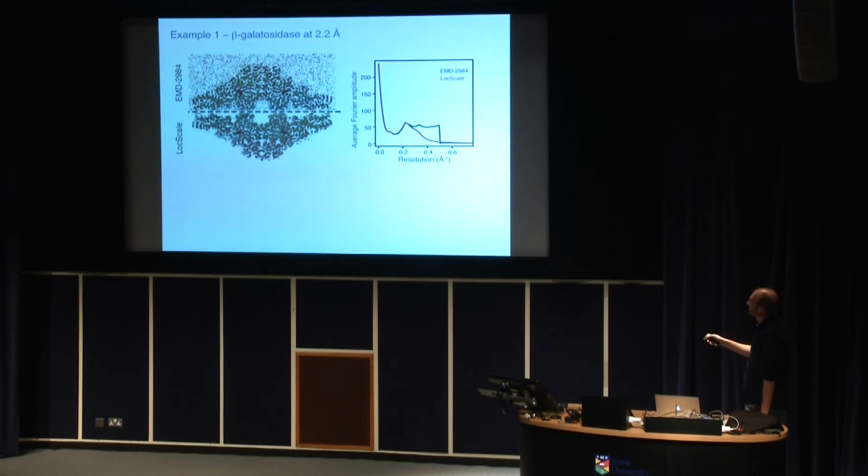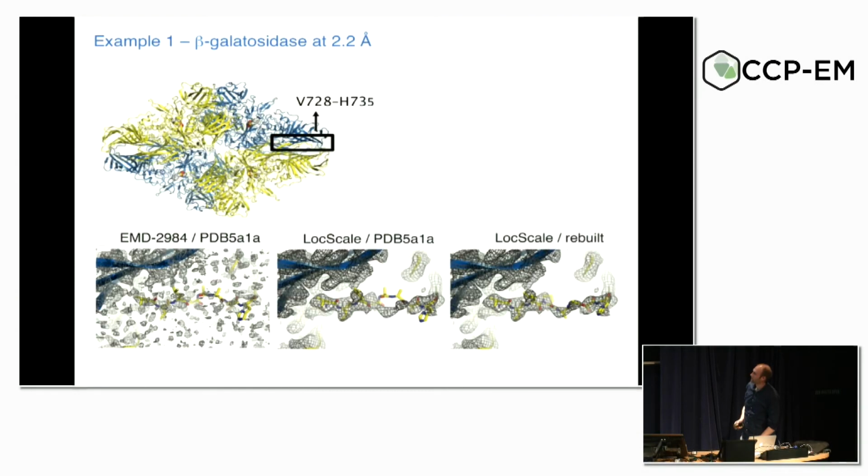Here you see basically a flat B factor over a large spatial frequency range, and then there are some filtering artifacts that come into this. But this is an example.